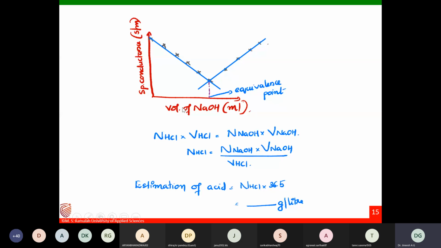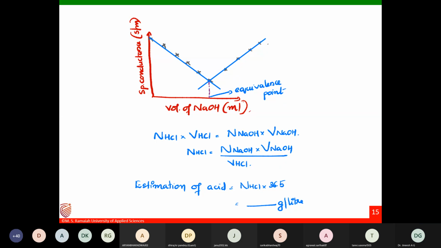Equivalence point is the volume of NaOH required to neutralize the HCl, because equivalence point is the neutralization point. So equivalence point volume means the volume of NaOH required to neutralize HCl. Am I right? No doubt? Our experiment finished.